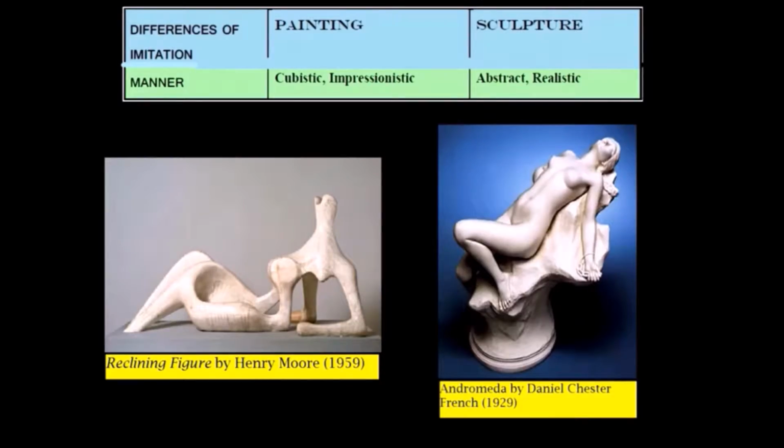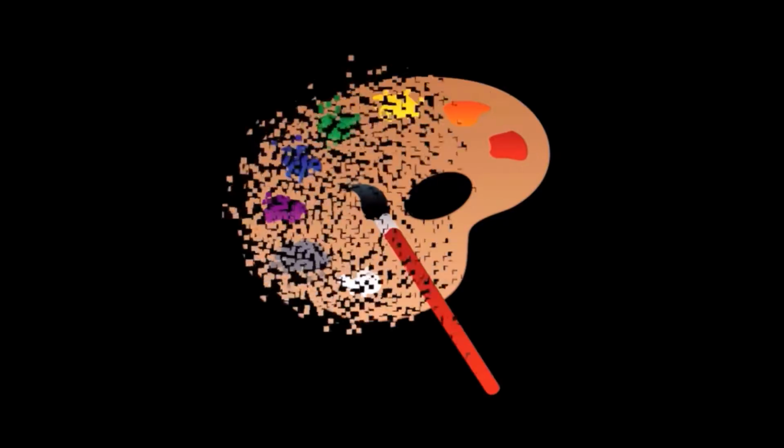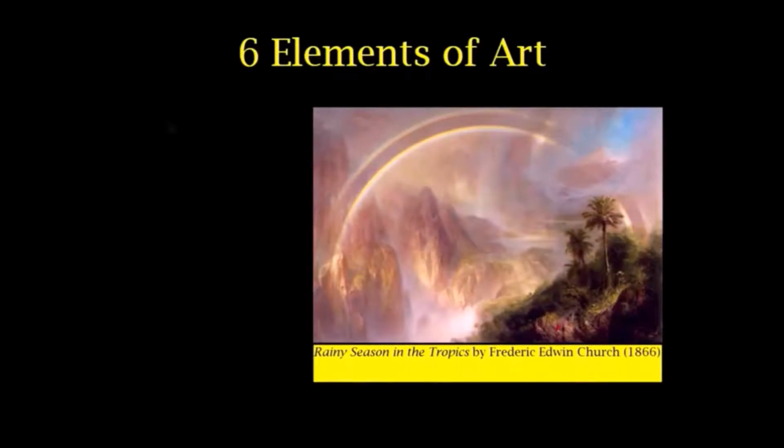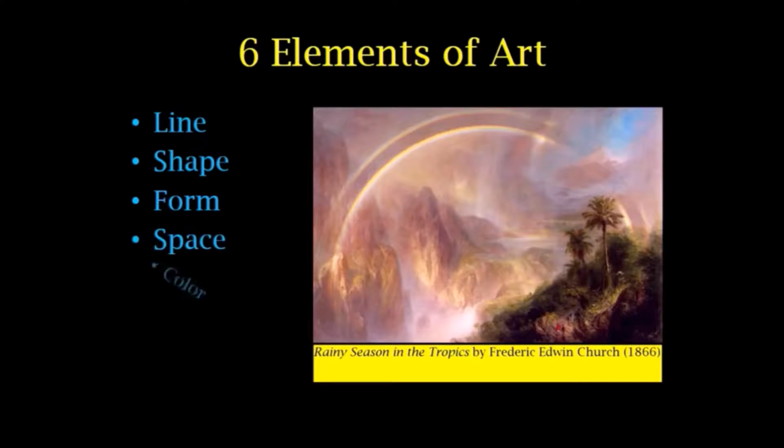Art, or to use the more precise term, the plastic arts, imitate the visual universe, those things that we as human beings can see. In writing about art, there are 2 areas from which to draw our ideas: the elements of art and the principles of visual design. The 6 elements out of which art is made are line, shape, form, space, color, and texture.